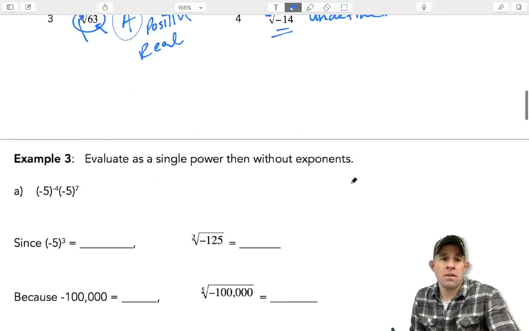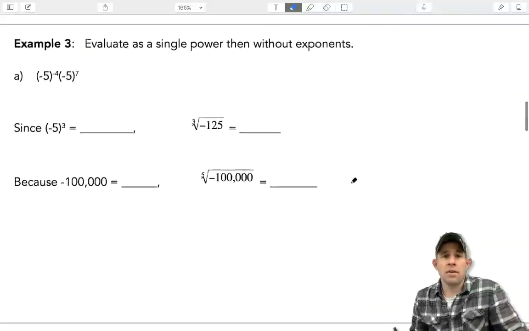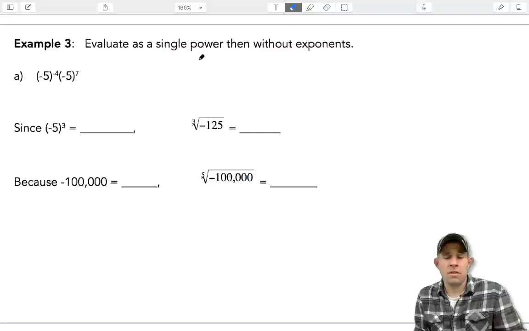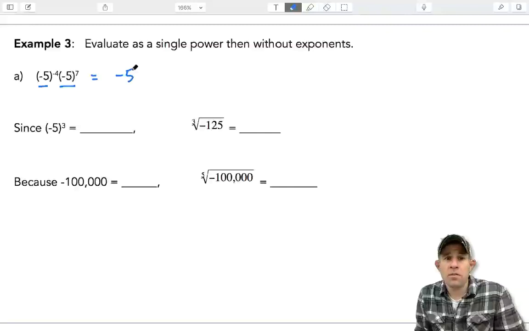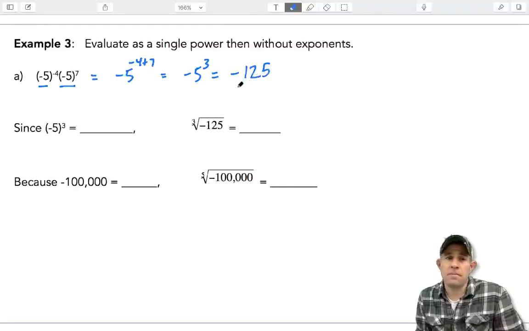All right, example 3 now. Again, we're going to evaluate each of these as a single power without exponents. So we have negative 5 raised to the negative 4 times negative 5 raised to the 7. Remember, when we have the same base and we're multiplying, we add our exponents. So this is really negative 5 to the negative 4 plus 7, and that results in negative 5 to the positive 3, which is negative 125.